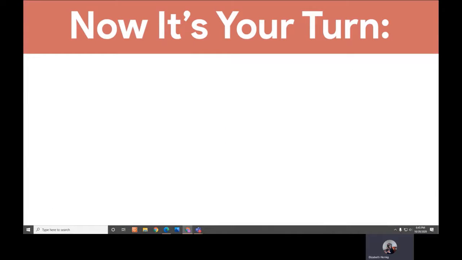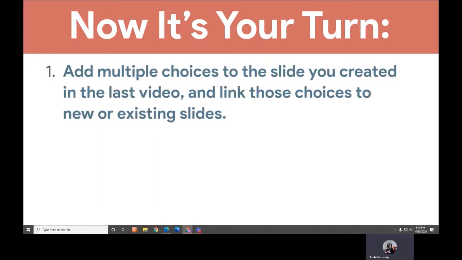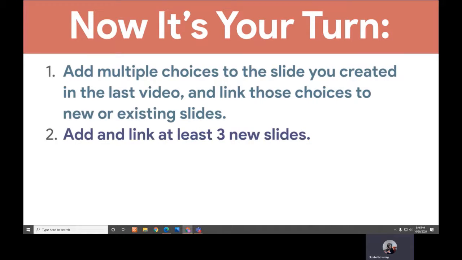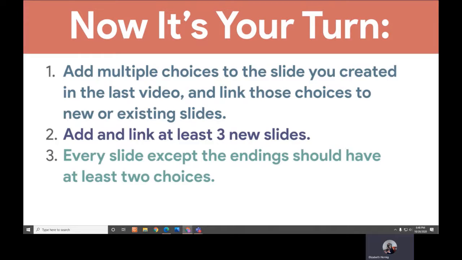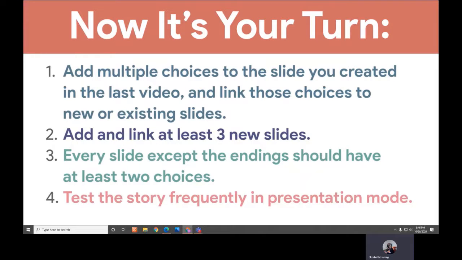Now it's your turn. Add multiple choices to the slot you created in the last video and link those choices to new or existing slides. Add and link at least 3 new slides. Every slide except the endings should have at least 2 choices. Test the story frequently in presentation mode. Continue to add to your story until each group member has added and linked at least 3 slides, or when instructed by your teacher to move on.